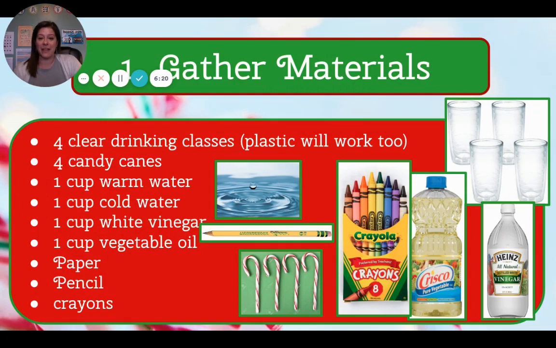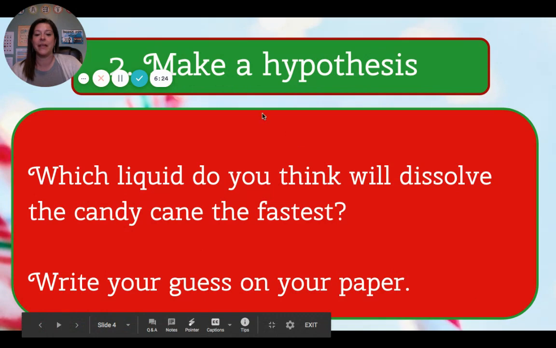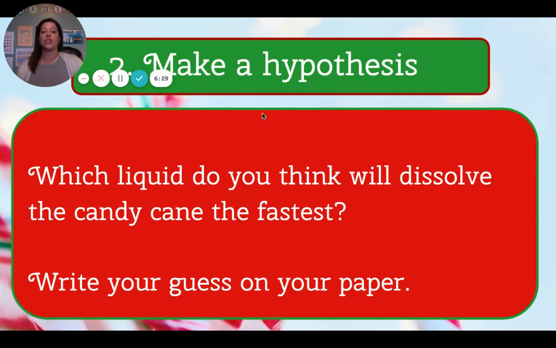Okay, now that you have all of your materials, let's see what step number 2 is. Step number 2 is making a hypothesis. So once again, your hypothesis is your educated guess. What do you think? Which liquid will dissolve the candy cane the fastest? Do you think it will be the warm water, the cold water, the vinegar, or the oil? Which one do you think will make the candy cane dissolve the fastest?